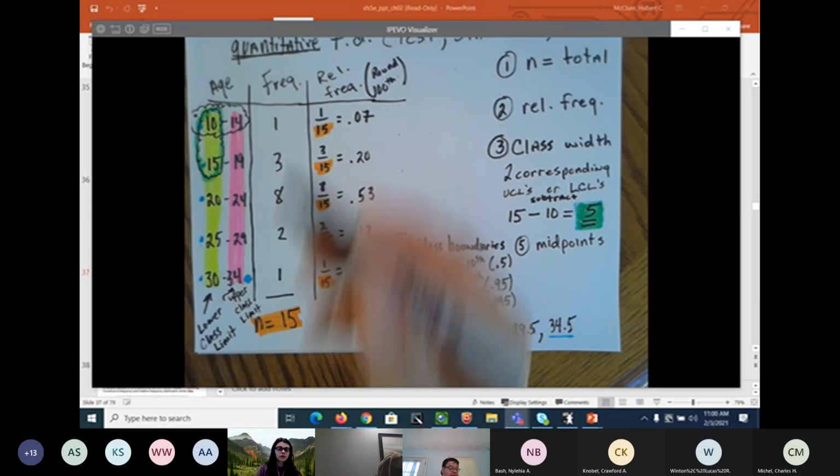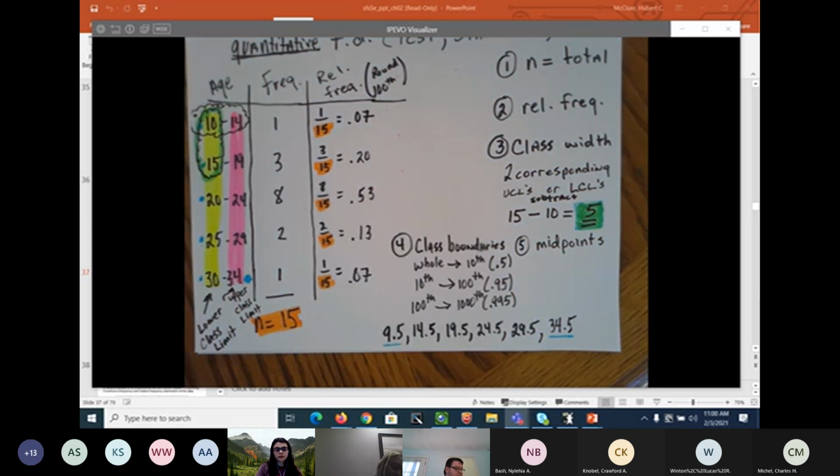You don't have to. You can do it backwards and start from 30 and 34 and subtract. But I don't do that because that's extra work. That's stuff that you don't need to be doing.